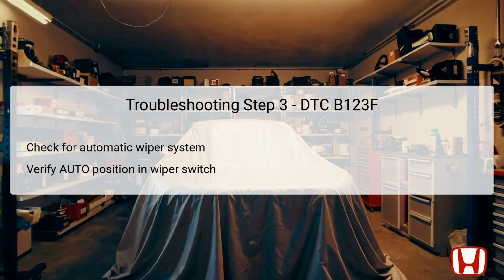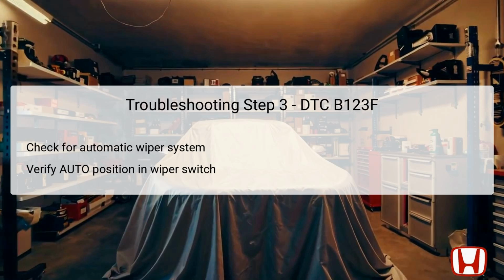Check for the presence of an automatic wiper system. This is similar to the previous step regarding the lighting system, as these two features often function together. Begin by confirming the wiper washer switch to see if it has an auto position. This feature indicates the vehicle's wiper system can automatically adjust to rain conditions. If the wiper switch has this auto position, move on to the next step to continue diagnostics.